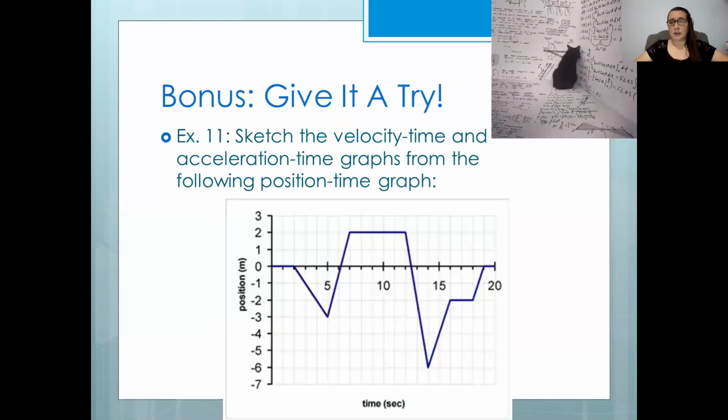So you guys, if you watched the video yesterday, you should have kind of ended up with this problem, this bonus. Give it a try. So here we had a position time graph. And your challenge was to sketch the velocity time and acceleration time graphs from this position time graph. So before I show you guys the answer to this, I want to first talk through a couple of key bits of information that we can learn from this graph.